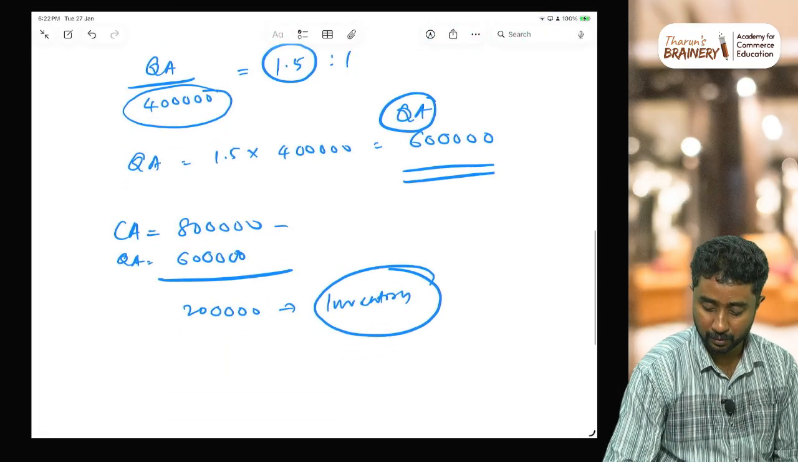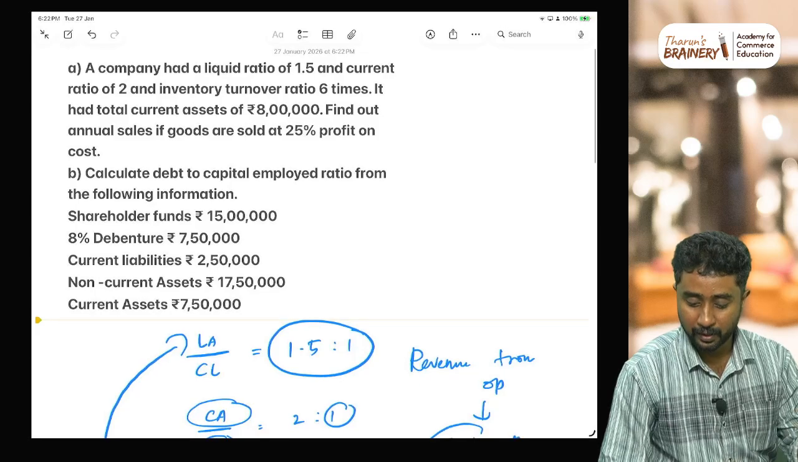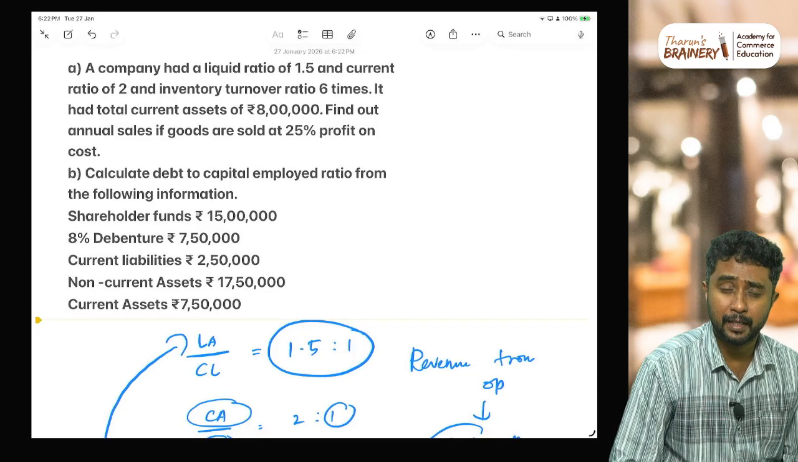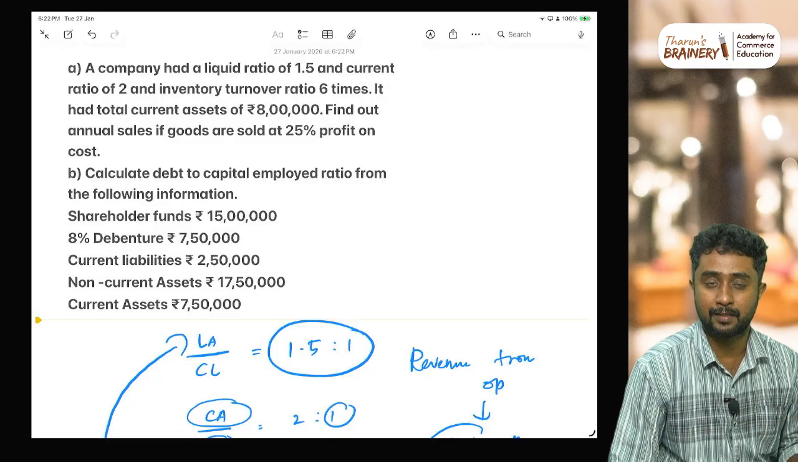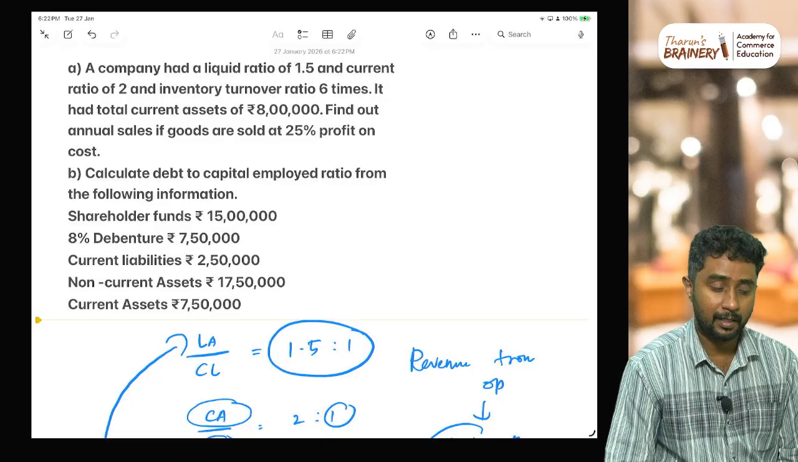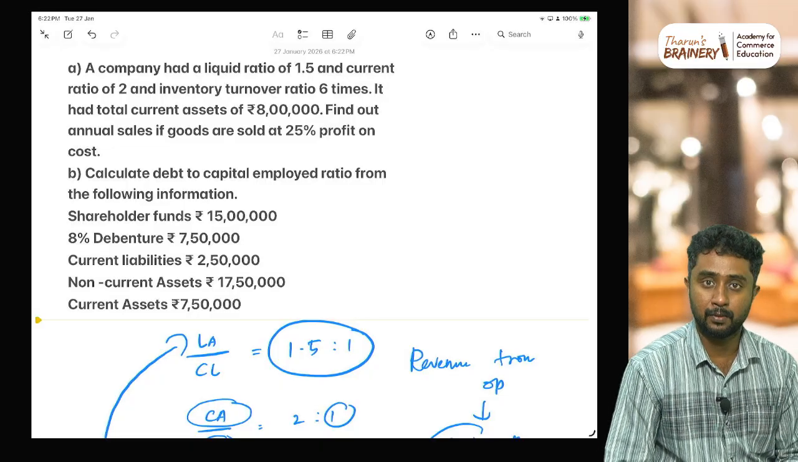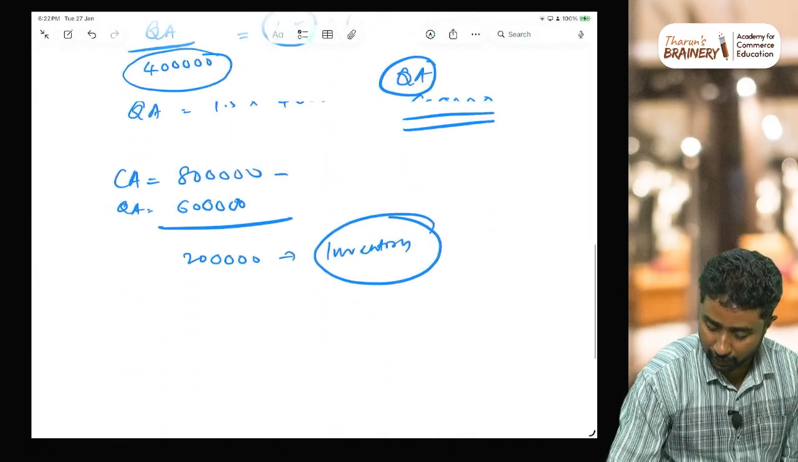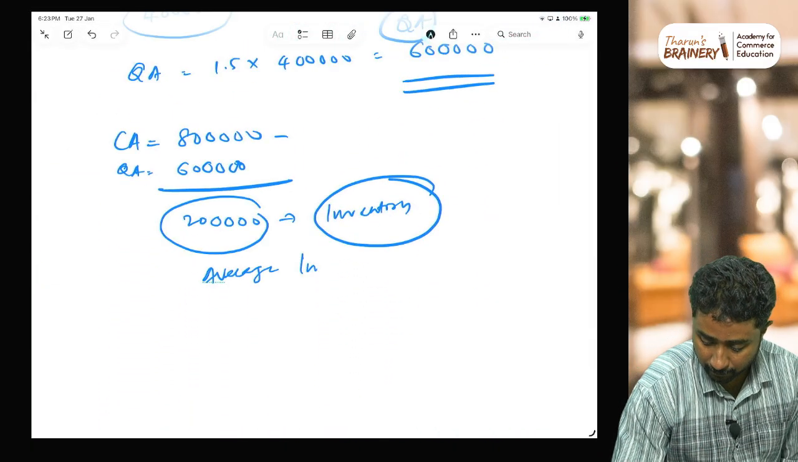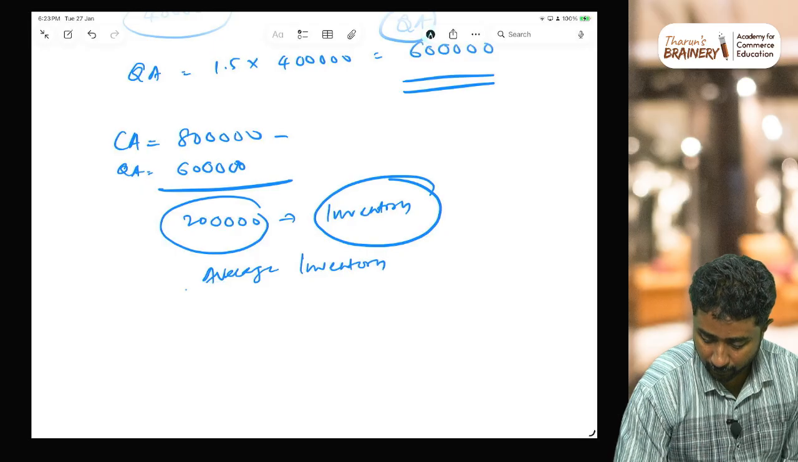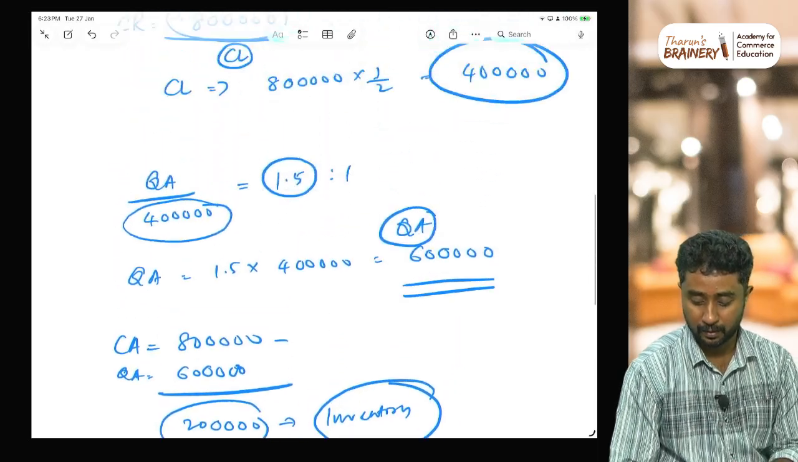So inventory you got. Now there is no clue regarding the opening inventory and closing inventory to find out the average inventory. If no information is given regarding the opening inventory as well as the closing inventory, you can take the same inventory as the average inventory. So 2 lakh is there.